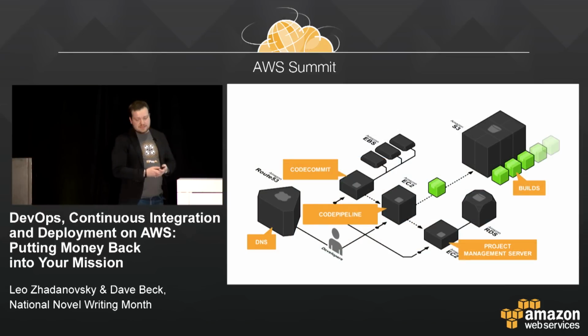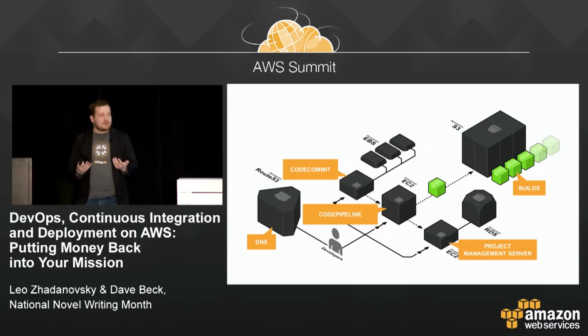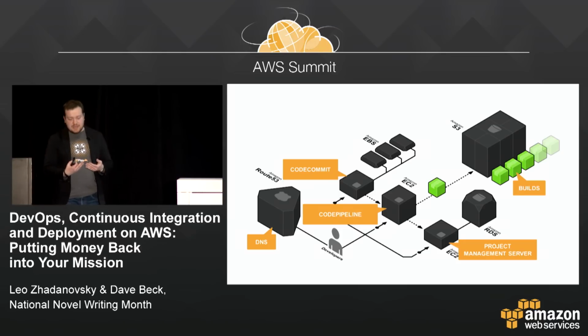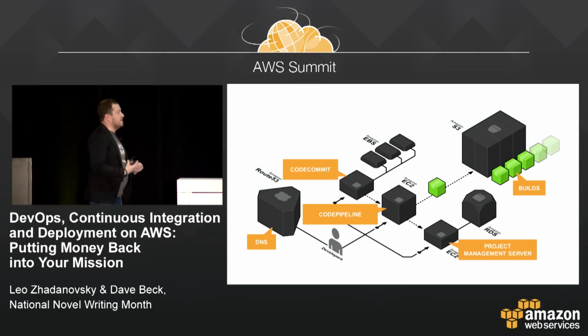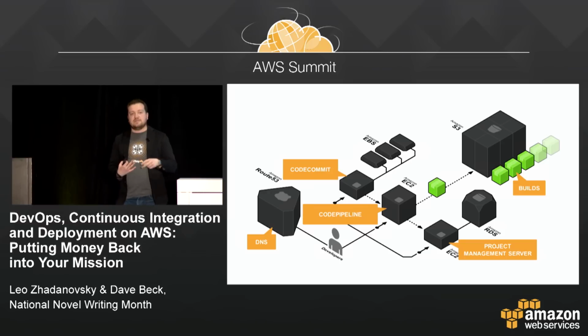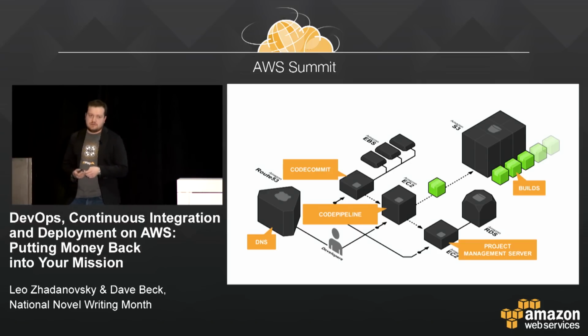So what does this look like now? It's kind of a similar architecture to what we had before, except now we're using CodeCommit and CodePipeline. So these are two less things that we now have to manage in our own infrastructure.